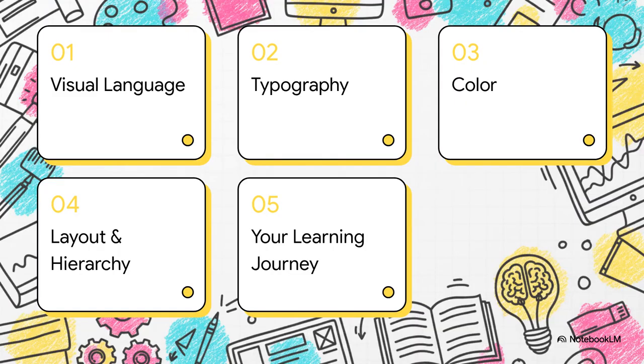So here's the path we're going to take. First, we'll look at design as a visual language. Then we'll get into its three essential parts: typography, which is all about giving your words a voice; color, which creates a feeling; and layout, which shows the viewer where to look. And then at the end, I'll show you how you can start your own creative journey, like right now, for free. Let's get into it.